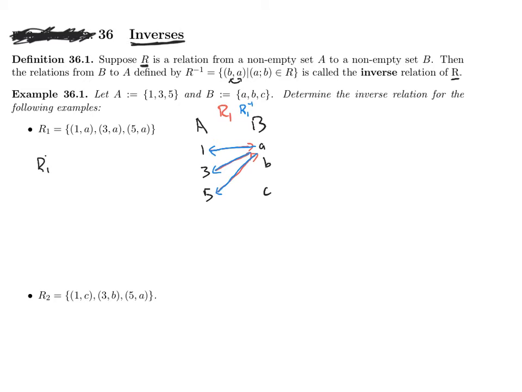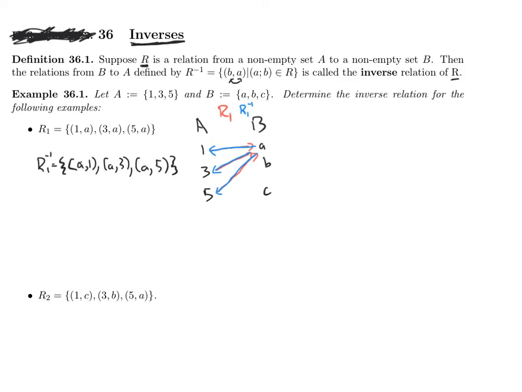So R1 inverse is the set, well, we have A is related to 1 via R1 inverse, A is related to 3, and A is related to 5. So we have (A,1), (A,3), and (A,5). And you can see what we're doing here. All we're doing is we're swapping where the first element and the second element are, because we're reversing the relation. Let's look at the next one, R2.